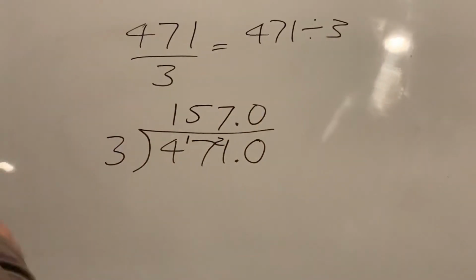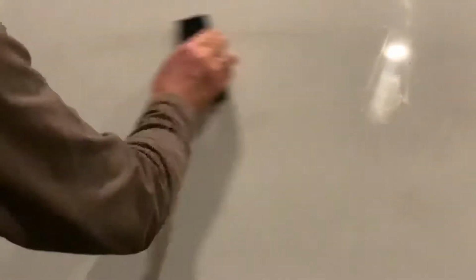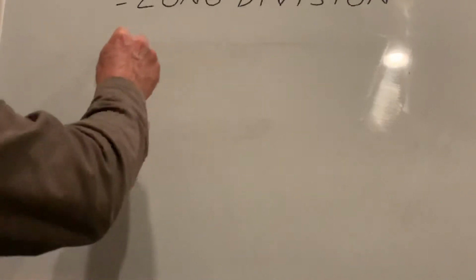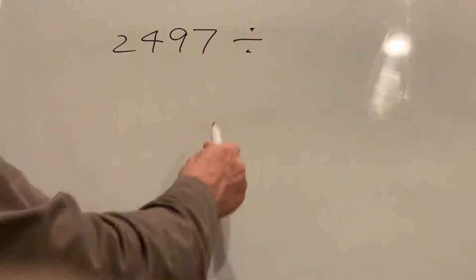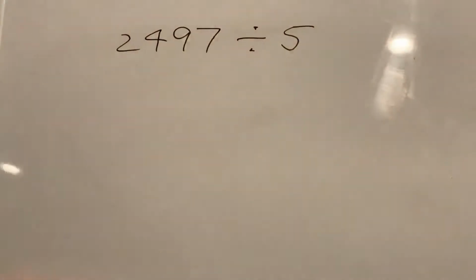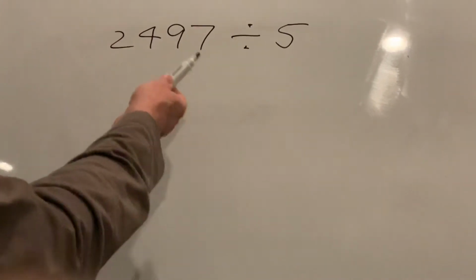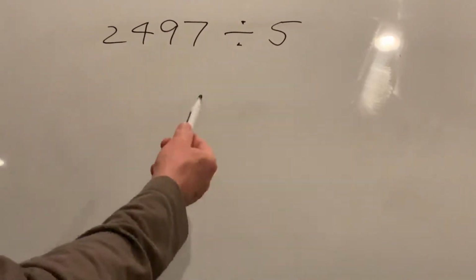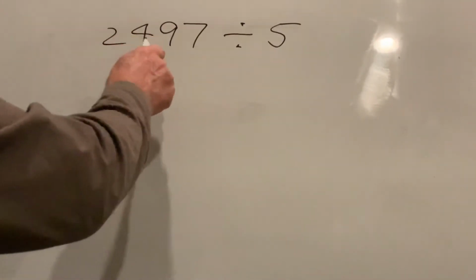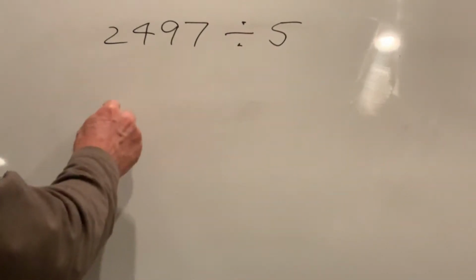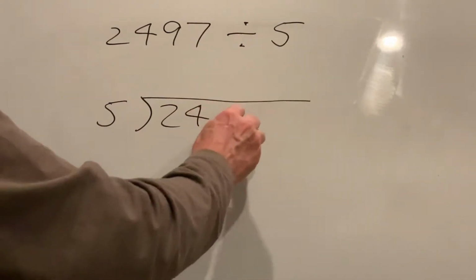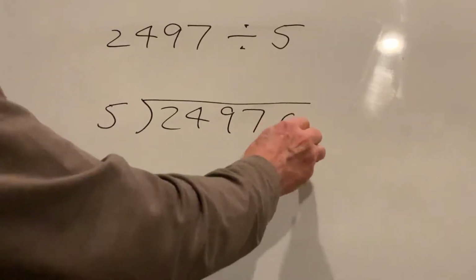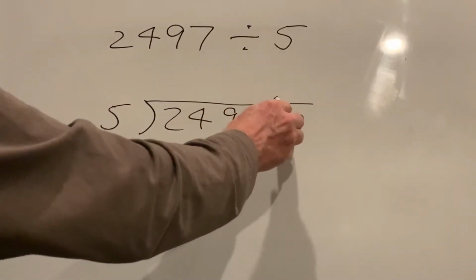I'll show you a slightly more complicated one now, as you knew I would. What about 2,497 divided by 5? You could sort of do that in your heads maybe if you took a while, and probably I could too eventually. It's easier to do long division. So 2,497 divided by 5, so we put the 5 here, put the big bracket, put the long line, 2,497.0, and there's a decimal here as well.